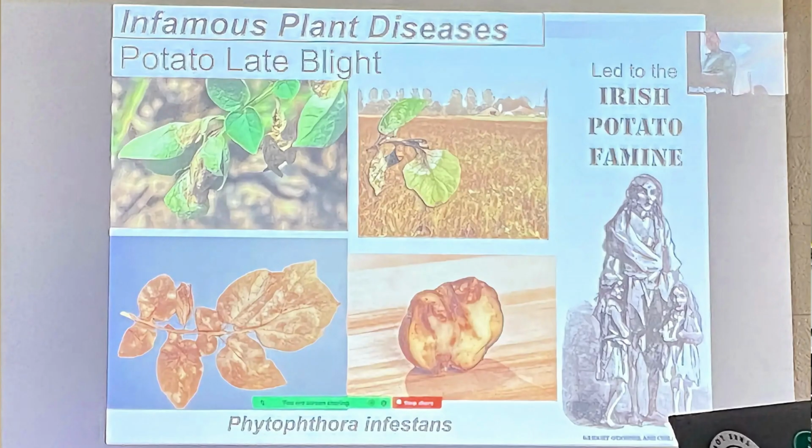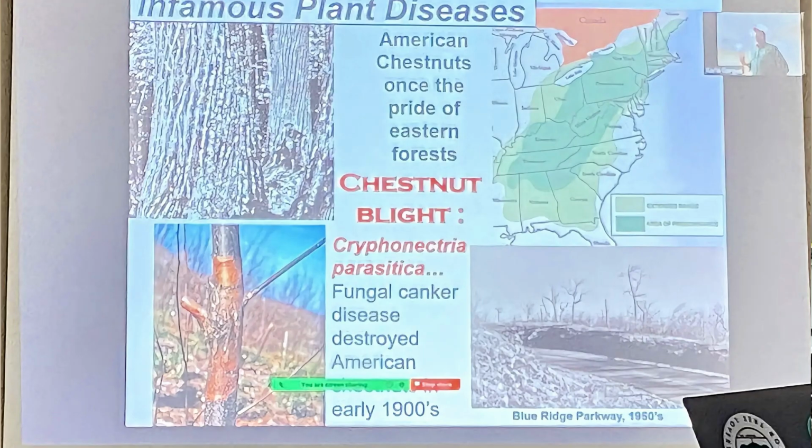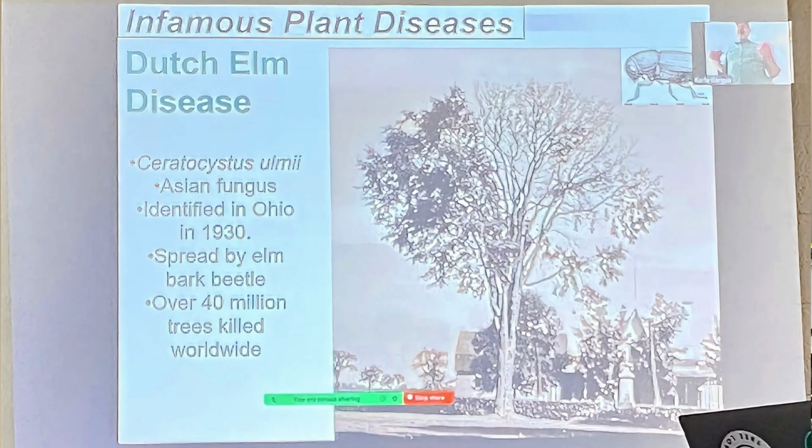Infamous plant diseases: potato late blight. You can see there how it would affect the plant. It led to the Irish potato famine, which we've all probably heard about. Here in America, we have the American chestnuts, once the pride of the eastern forest. There's the big old chestnut blight, a fungal canker disease that destroyed American chestnuts in the early 1900s. So now most of the chestnuts you see are Asian chestnuts. And then we have Dutch elm disease. It's an Asian fungus identified in Ohio in 1930, spread by elm bark beetle. Over 40 million trees killed worldwide.